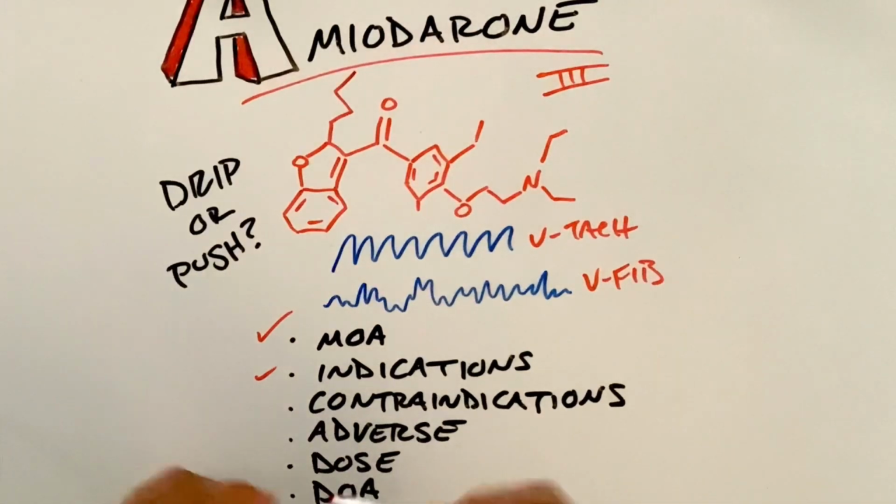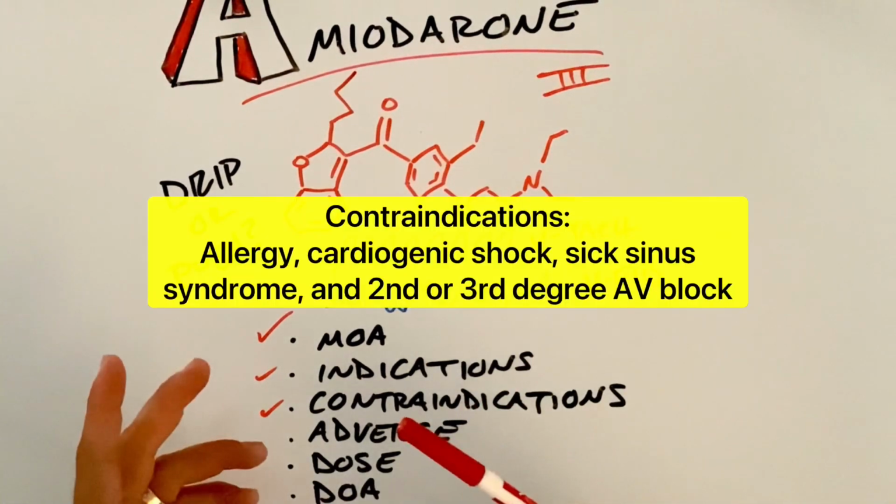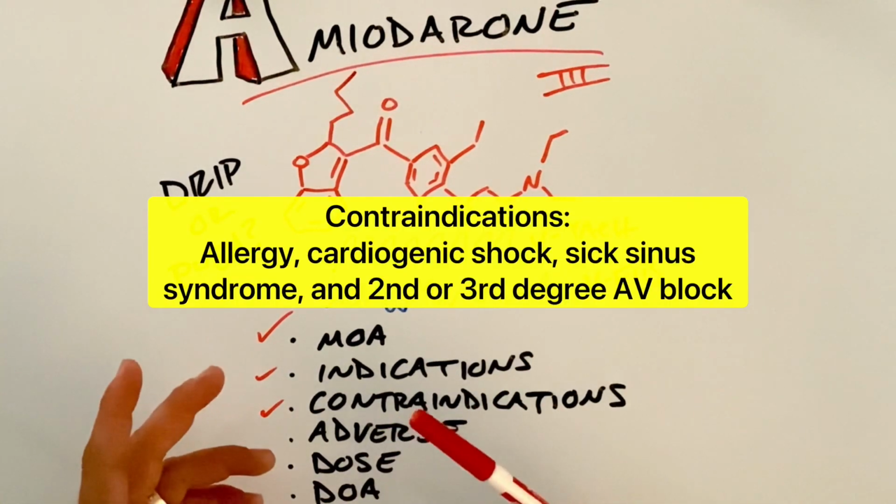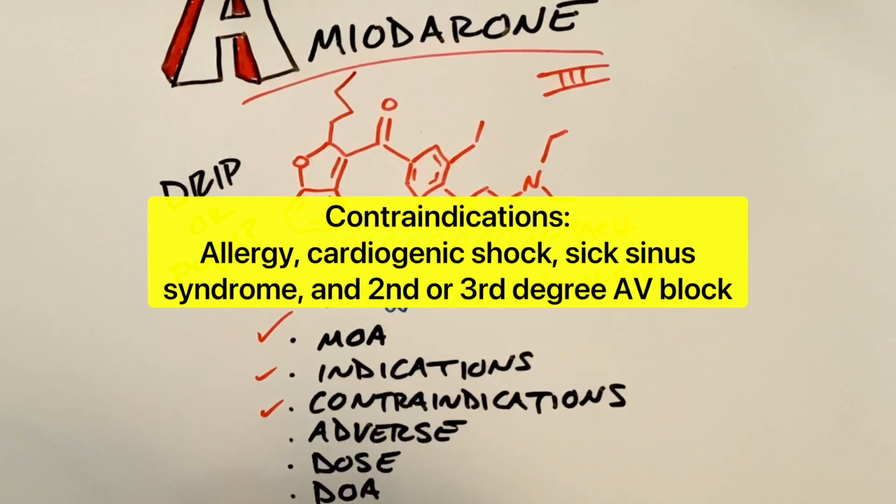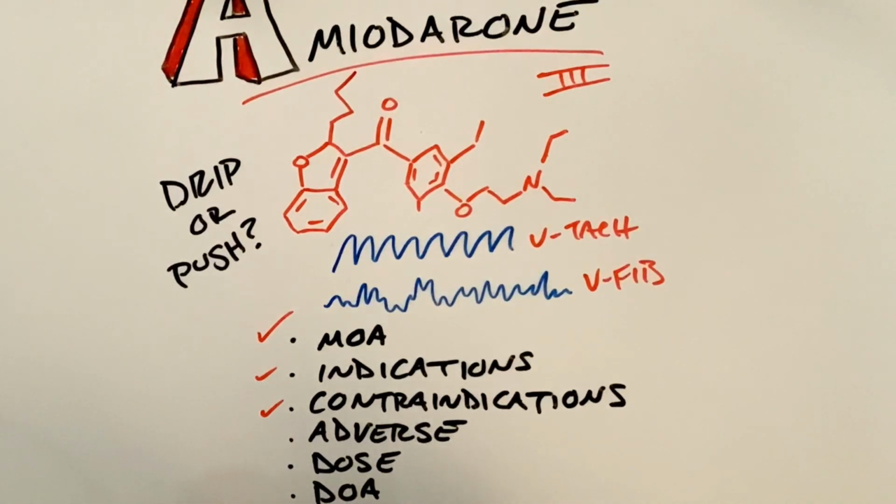Let's talk about the contraindications. Anytime you have an indication, you have to have a contraindication. So obviously, if we have a hypersensitivity or an allergy to it, if your patient is in cardiogenic shock, sick sinus syndrome, or second or third degree AV blocks, that's going to be contraindicated for this medication.